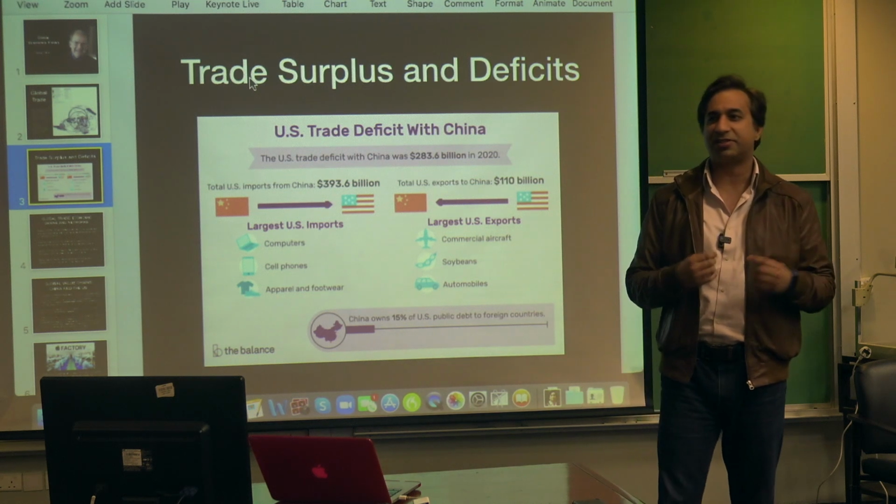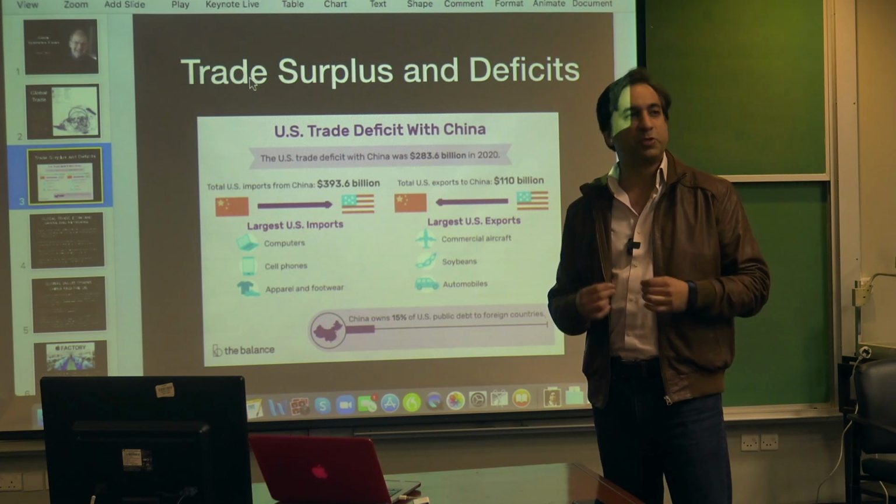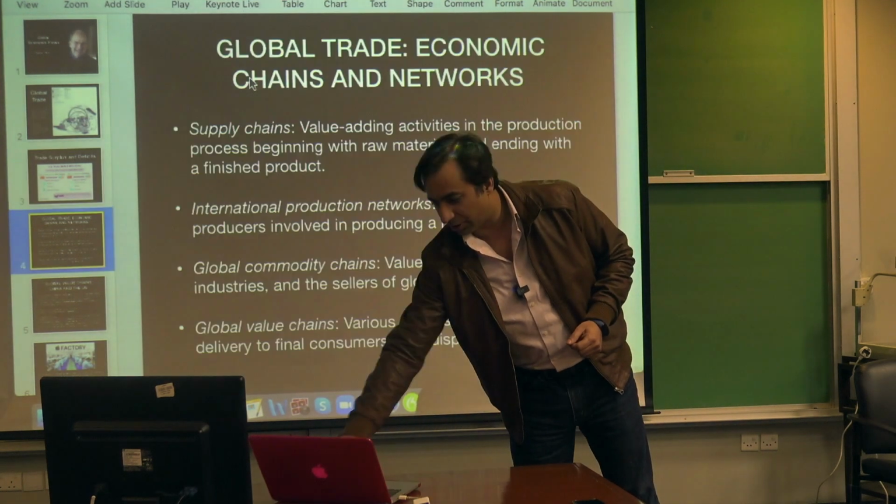And this becomes a very central issue in US politics with respect to China. What are we going to do about the trade deficit? Should we continue having it? Should we eliminate it? And so on.